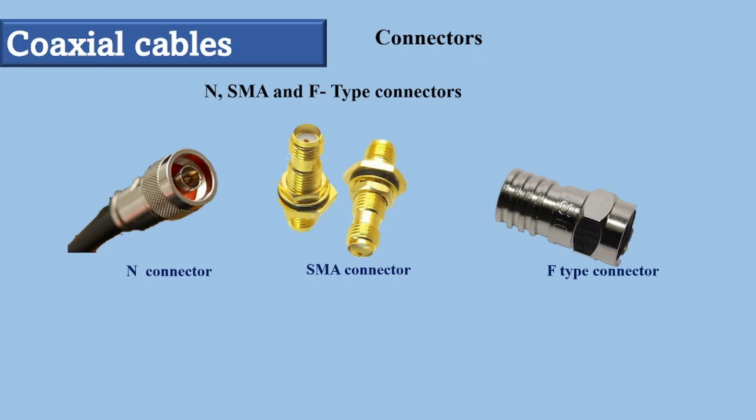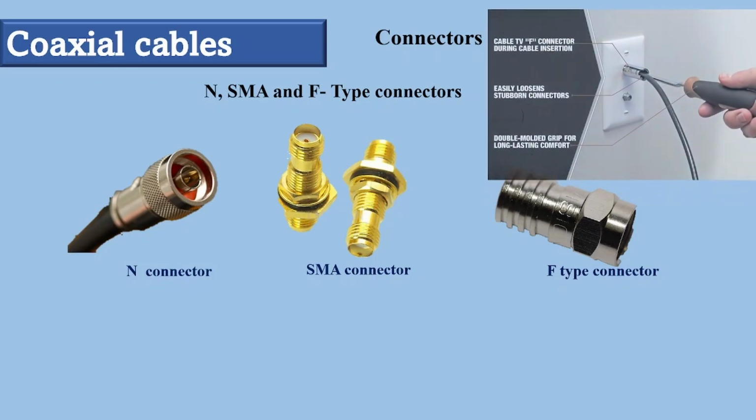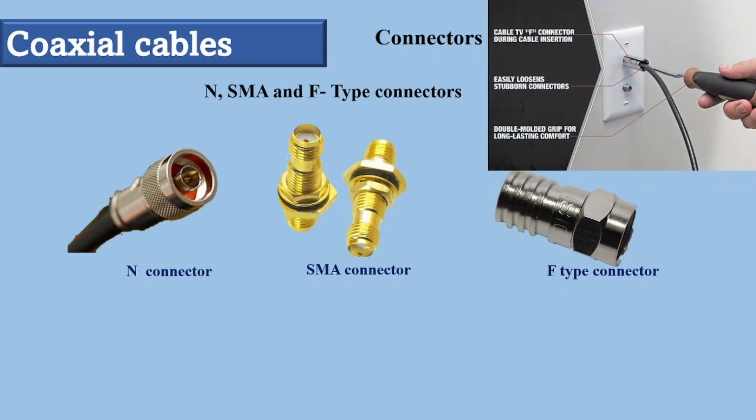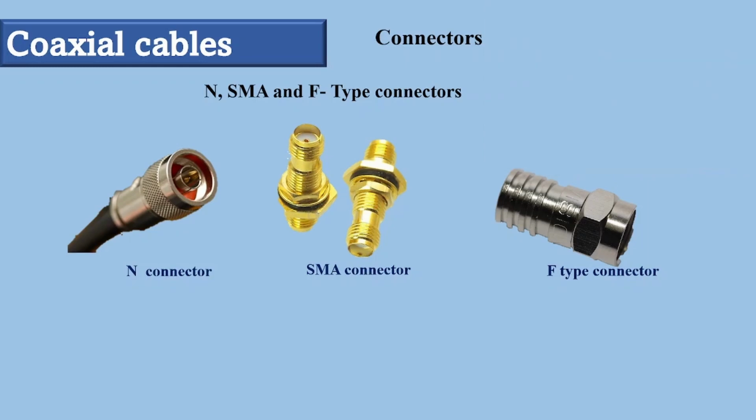F-type connector is used to connect to a cable modem on cable TV and cable internet. RG6 coax cables are normally terminated with F-type connectors.